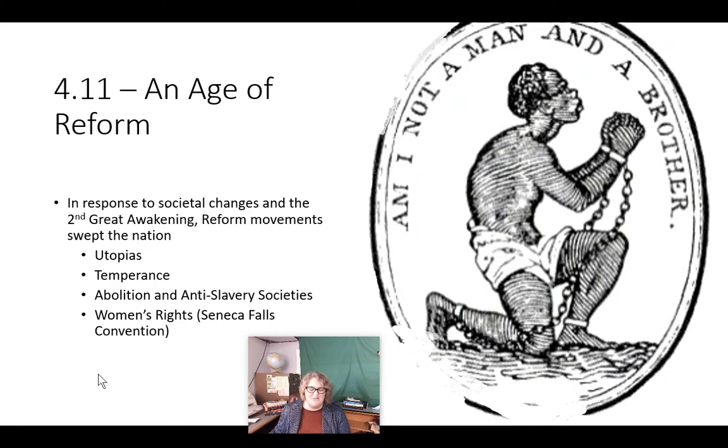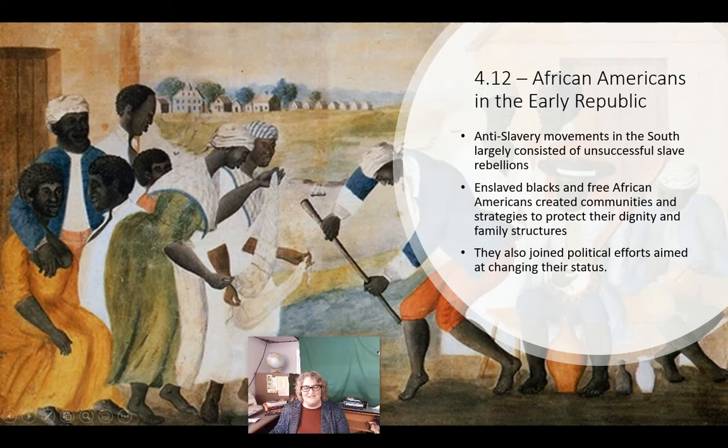And then we just have two more topics for this unit. We're going to look over the entire unit and look at how the society for African Americans is developing, right? So these anti-slavery movements in the South are much different than anti-slavery movements in the North. So they consist mostly of unsuccessful slave rebellions. So we will add those slave rebellions to the slave rebellion we know about already, the Vesey Rebellion.